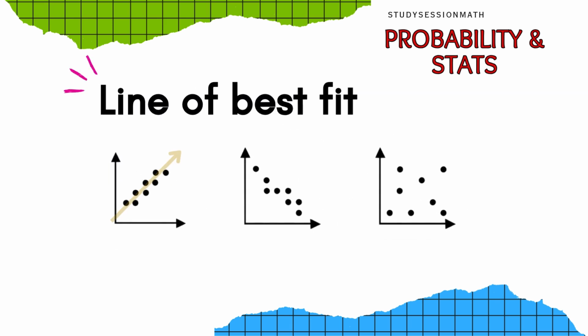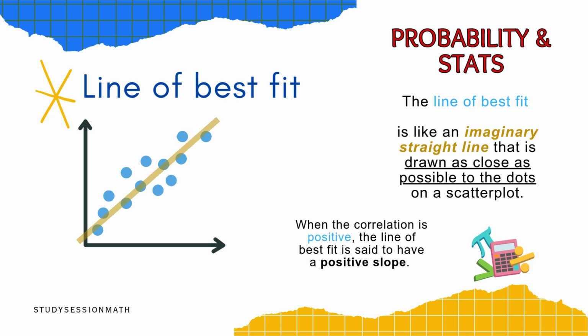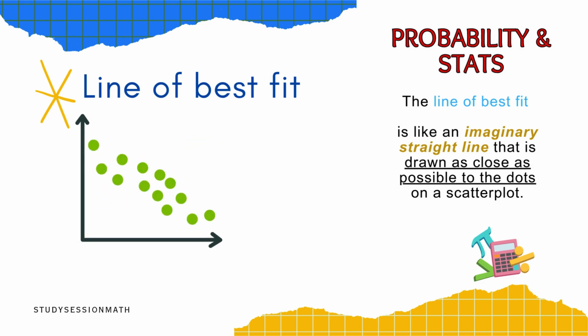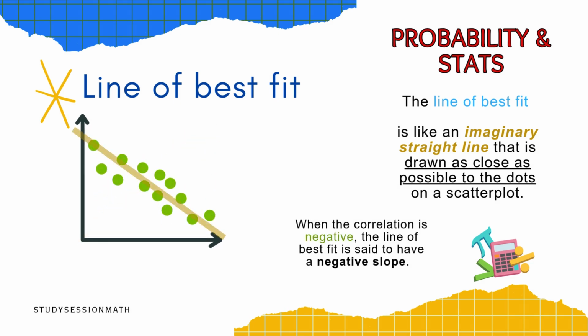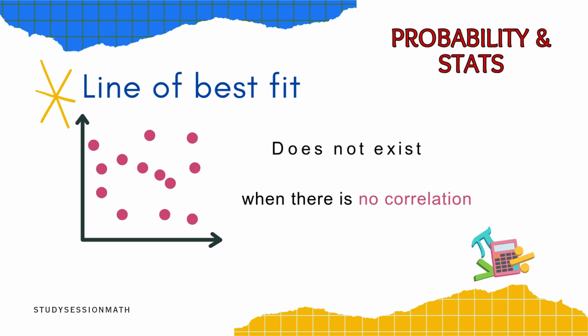Another term associated with scatterplots is line of best fit. The line of best fit is like an imaginary straight line that is drawn as close as possible to the dots on a scatterplot. When the correlation is positive, the line of best fit is said to have a positive slope. When the correlation is negative, the line of best fit is said to have a negative slope. The line of best fit can only be drawn for positive or negative correlations.